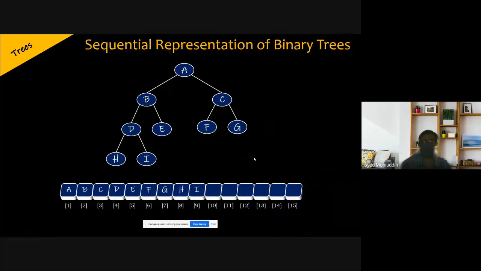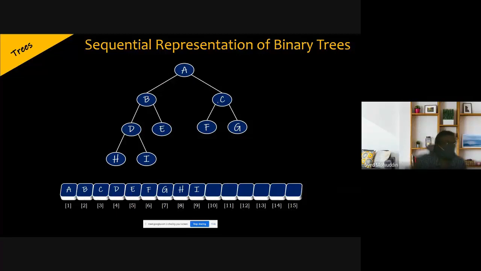Then let us look at the representation of this binary tree. And what we need to do over here is that we need to... Where is the pointer marker? I'll just take a marker here. Okay.